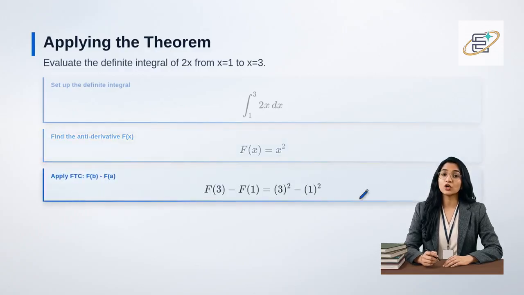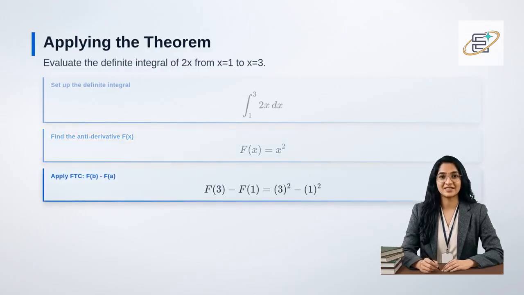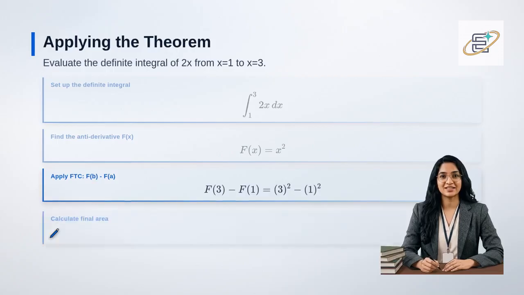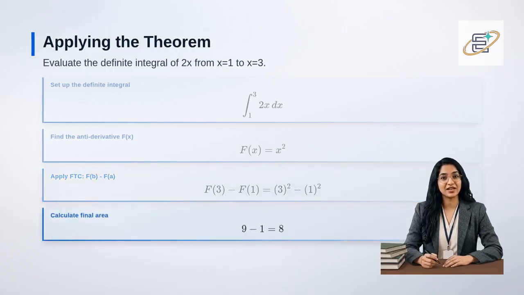Next, we apply part 2 of the theorem. We take our antiderivative and evaluate it at the upper limit, 3, and subtract the value at the lower limit, 1. So, we set up 3 squared minus 1 squared. Finally, we just do the basic arithmetic. 3 squared is 9, and 1 squared is 1. 9 minus 1 leaves us with exactly 8. The exact area under that curve is 8 square units.